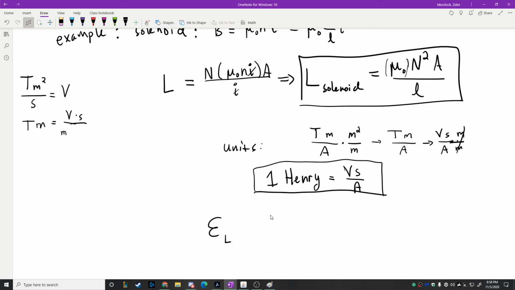And there's one other thing we can say about these, which is the EMF associated with an inductor, which we'll call E sub L, right? Now, why do I care about this? Well, let's write some other things. For a resistor, we had the resistor EMF was I times R, right? For a capacitor, we had the capacitor EMF was, I think, Q over C, right? The EMF associated with an inductor is negative L times di dt.